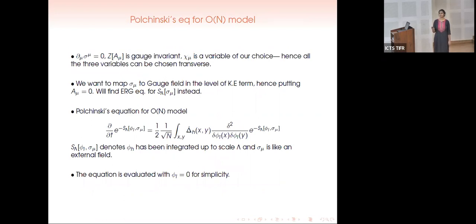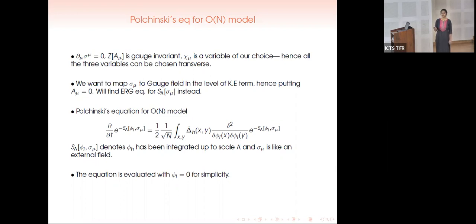Okay, so in order to find the Polchinski equation, first we note that we can choose all the variables as transverse. Because of current conservation, del mu sigma mu is 0, A mu is gauge invariant, and chi mu we can choose so. So we are choosing all these three variables as transverse. Now we want to map sigma mu to the gauge field at the level of the action. Hence, we are putting A mu as 0, and we'll find the ERG equation for S lambda with sigma mu instead.